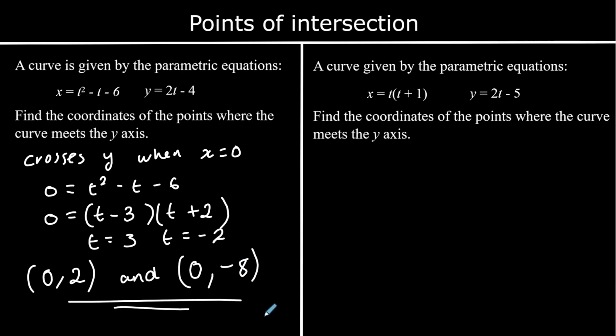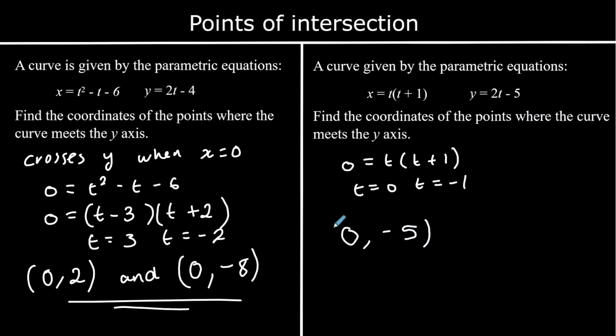One for you to try. Give it a go. So again, crosses y when x equals 0. So that's when t is 0 and when t is negative 1. So we're going to have 0, substituting in 0 to y, we get negative 5. And substituting negative 1, we get negative 7.